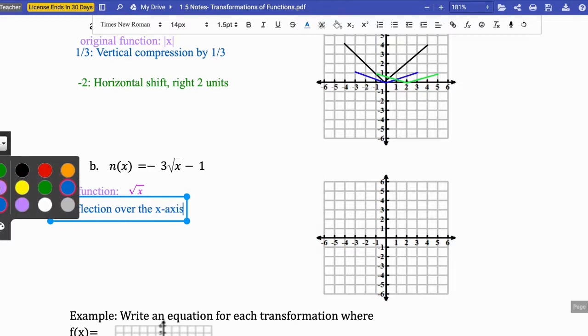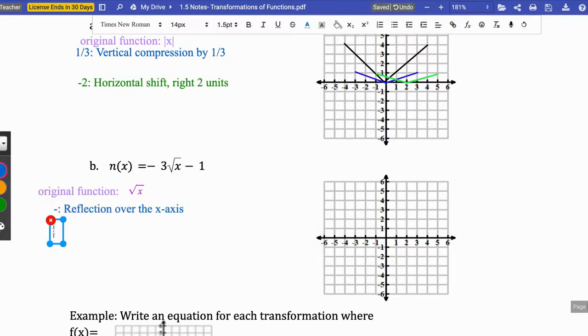Okay. And then the next thing that we're looking at is the 3. Well, the 3 on the outside of the function, which means that we're looking at something vertical. And this one is going to be a vertical stretch because 3 is bigger than 1. Stretch by 3. So this time it's going to get taller.